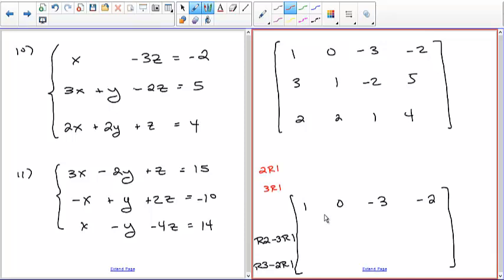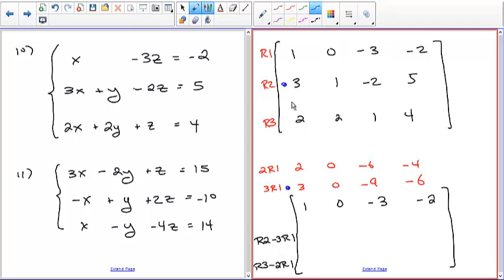So I can take row 1 here, multiply everything by 3, and do the same thing. Take this row, multiply by 2. So I'll have 2, 0, negative 6, negative 4. And remember, this is row 1, this is row 2, this is row 3. So what I want to do is take this row, I'm going to put little dots here, this row, and I'm going to subtract this row.